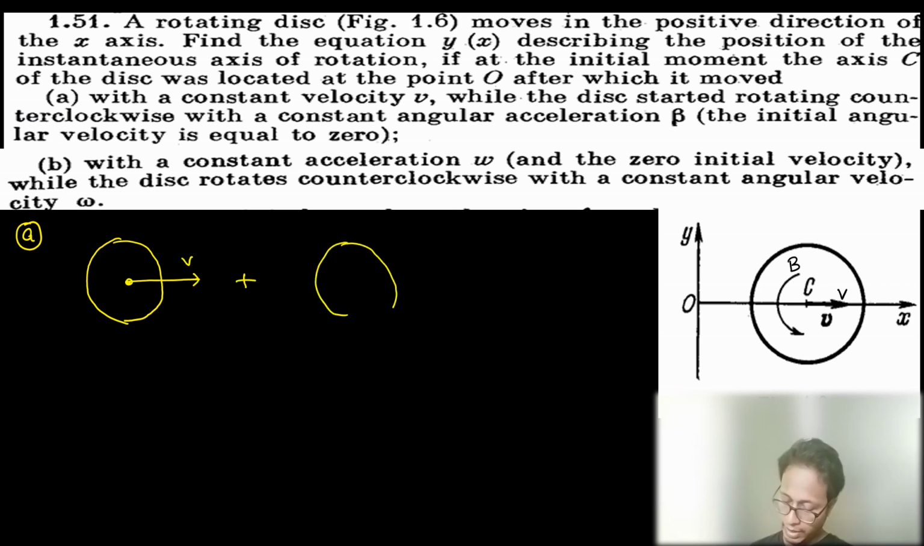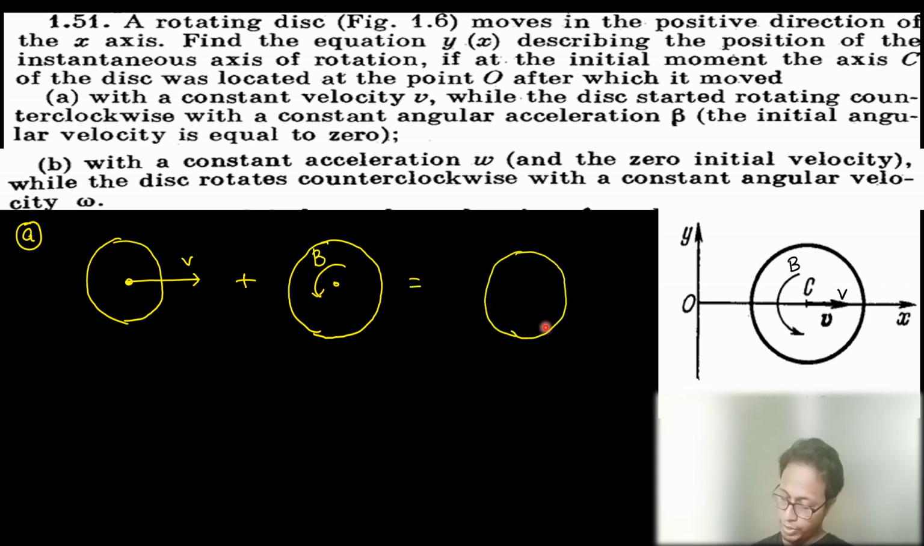Okay, so our initial condition for part A of the question: the disk is moving with velocity v and rotating counterclockwise with b. So if this is moving with velocity v, plus this entire body of the wheel is rotating counterclockwise with angular acceleration b with initial angular velocity 0. Okay, so at some point in this entire wheel there would be a velocity 0. The net velocity would be 0.